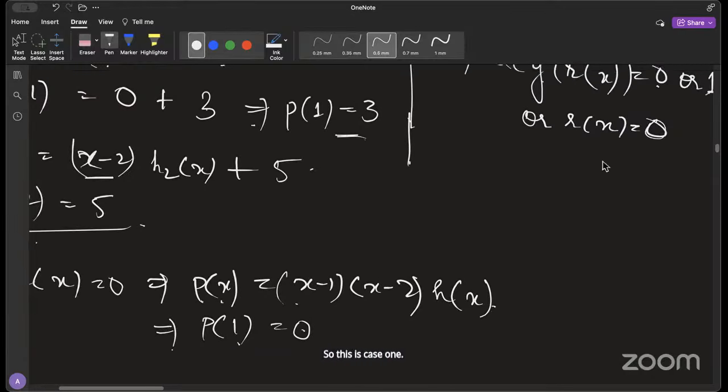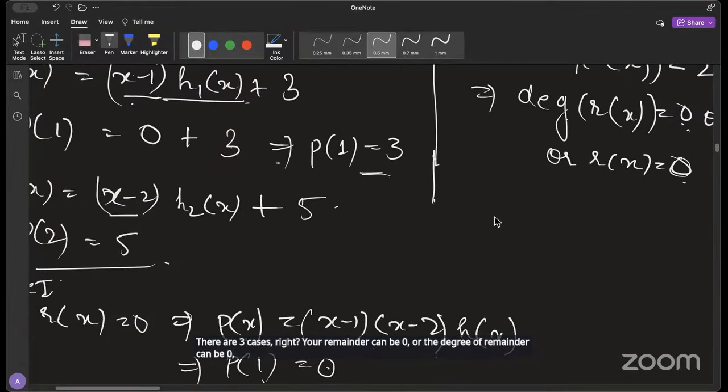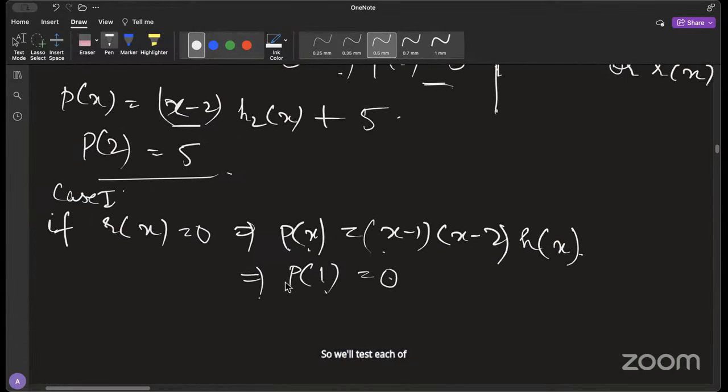We have 3 cases, right? Your remainder can be 0, or the degree of remainder can be 0 or 1. So we'll test each of these cases. The first one is remainder being 0. Not possible. That means your remainder cannot be 0. So this case is rejected.